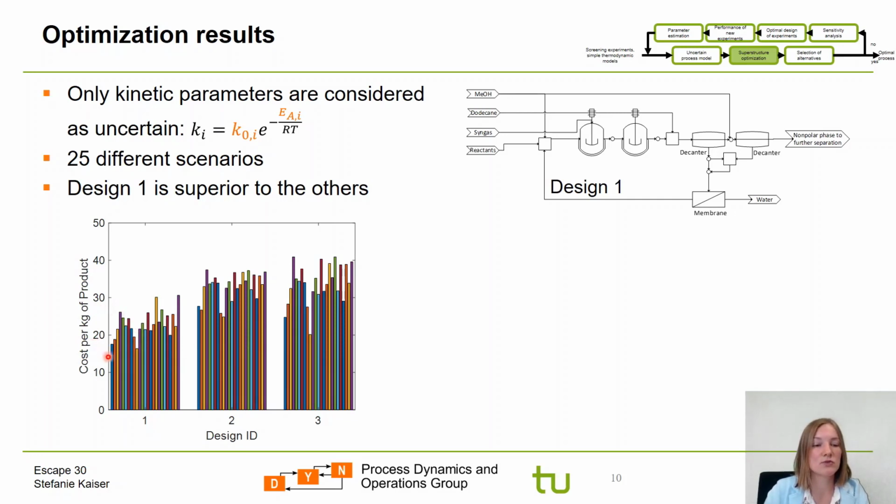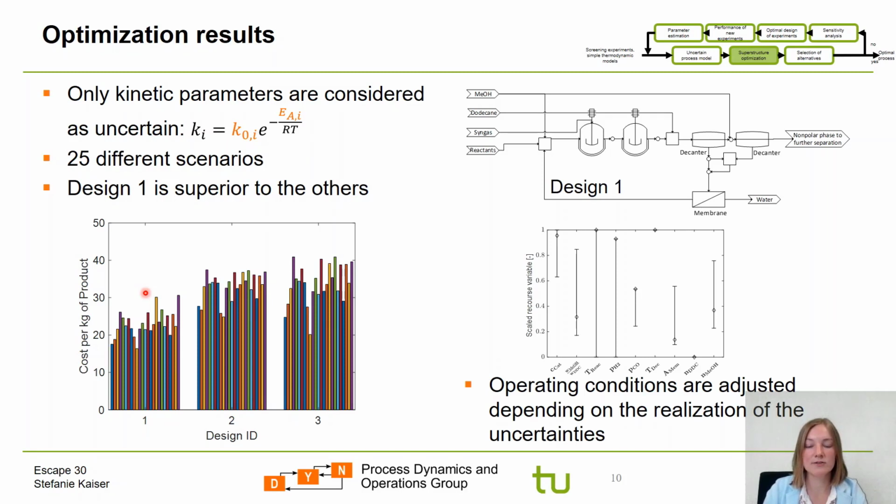Still, the distribution of the costs is quite large. It differs between approximately 16 and 31. Moreover, one cannot take a decision about the continuous design decisions, for example, the volume of the reactor. Therefore, we want to further refine the process model.